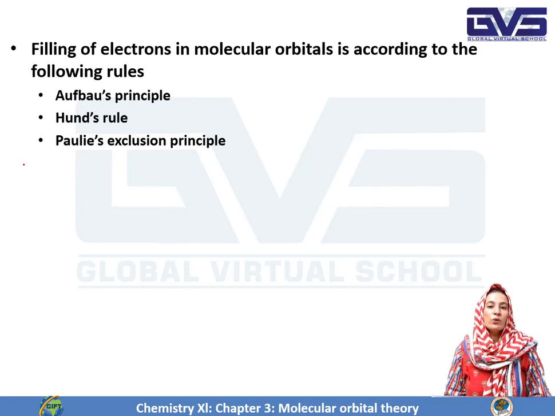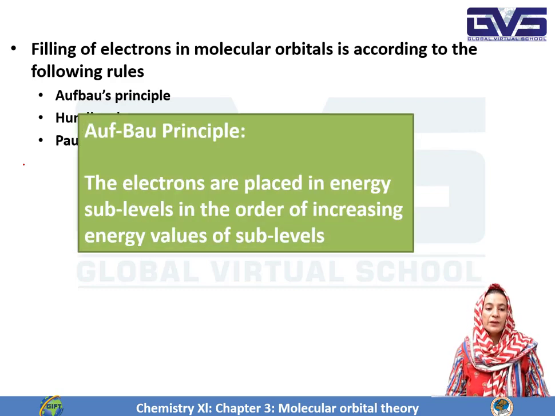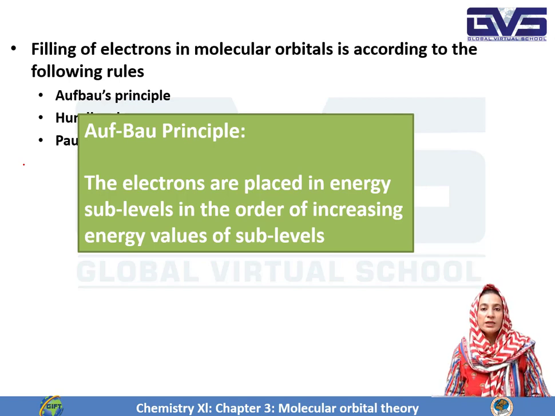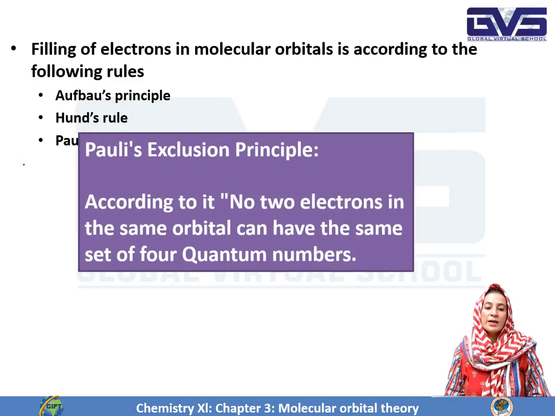And the filling of electrons will be like this. In the electronic configuration, they will follow the Aufbau principle, Pauli exclusion principle, and Hund's rule. I am repeating, according to the Aufbau principle, electrons are placed in energy sublevels in the order of increasing energy values of sublevels. So first the lowest energy will be filled, then the higher, and so on. According to the Pauli exclusion principle, no 2 electrons in the same orbital can have the same set of 4 quantum numbers.